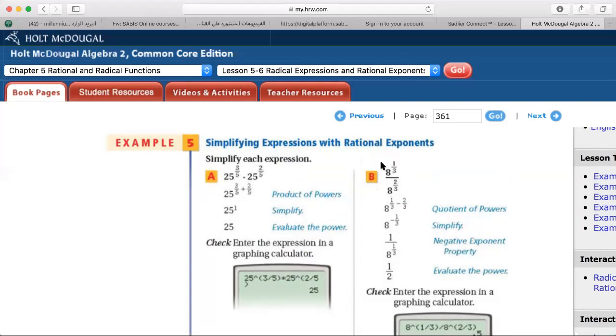B. I have here dividing the same bases, so I will subtract the exponents. So 1/3 minus 2/3 is negative 1/3, which means 1 over 8 to the power 1/3, which is 1 over 2. And you will ask me how 8 to the power 1/3 is equal to 2. I will tell you: I have here 8 as the radicand, and the denominator 3 is the index. So the cubic root of 8 is 2.